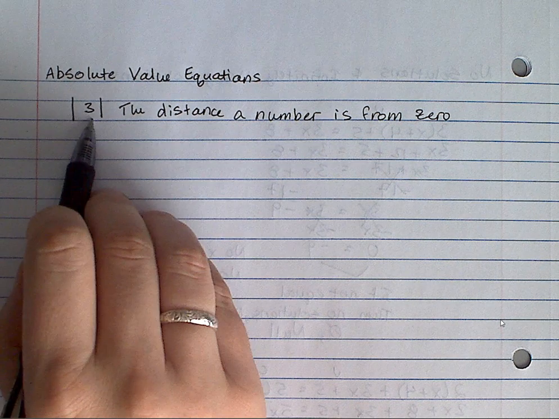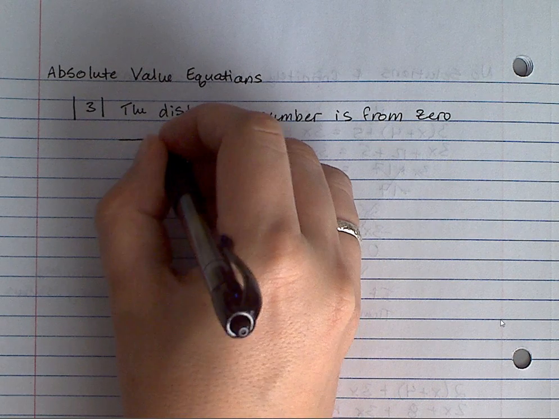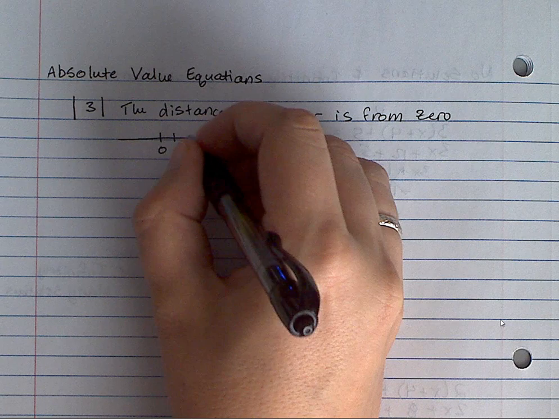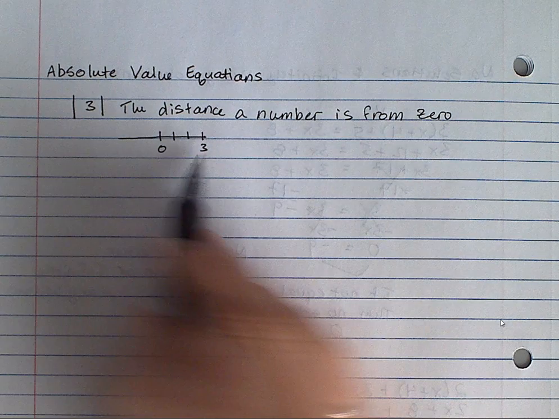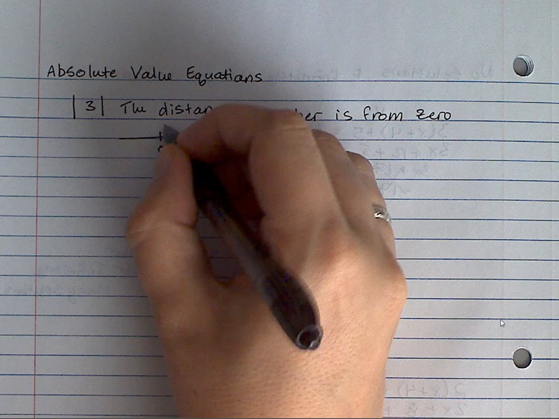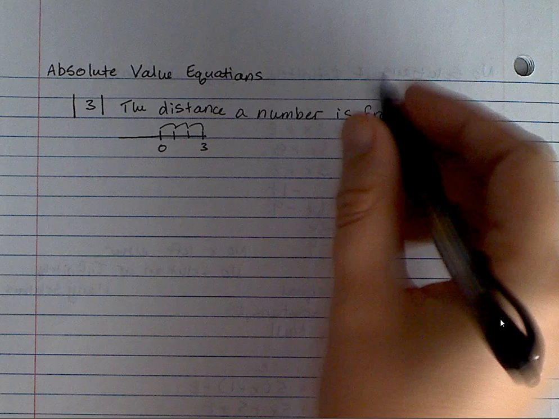So on a number line, if I draw a number line here, I've got 0 in the middle. I've got 1, 2, 3. How many bops away from 0 is 3? 3. Great. So I got bop, bop, bop. So it's 3 bops away. So the absolute value of 3 is 3.